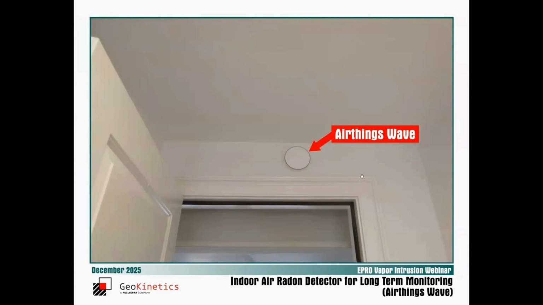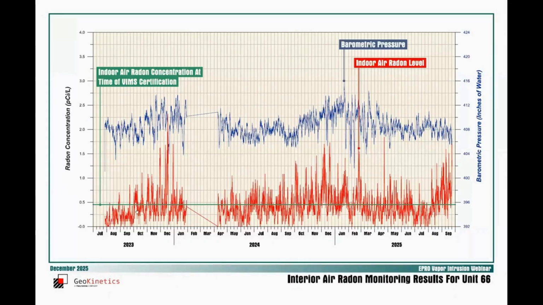And we can download that data without entering the building as long as we're in proximity. Typical testing results: this red squiggly line is the indoor air radon level measured by one of those devices over time. It's a multi-year period. The green line is what we measured at the time the barrier was installed. And then we've got the barometric pressure up here.